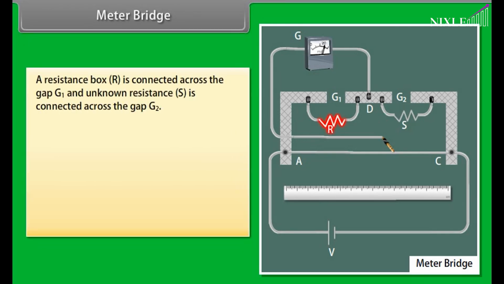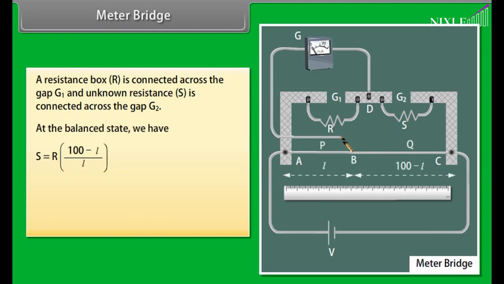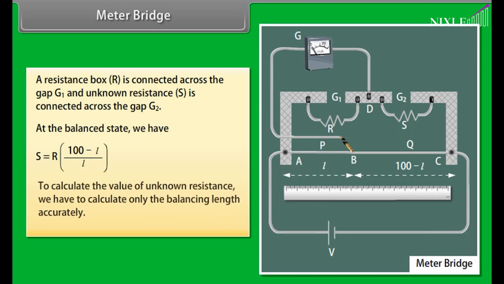A resistance box is connected across the gap G1 and unknown resistance is connected across the gap G2. At the balance state, we have S is equal to the product of R and (100 minus L) upon L. To calculate the value of unknown resistance, we have to calculate only the balancing length accurately.